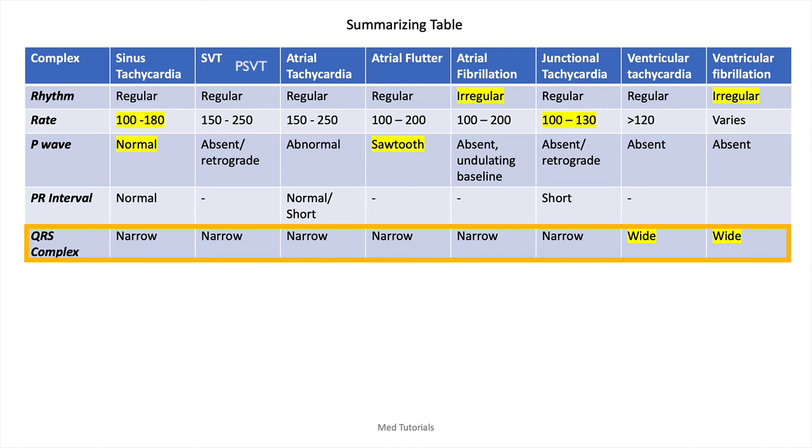QRS complex, again, as I've told repeatedly, this is the most important step in the ECG approach, because it helps us differentiate ventricular arrhythmias from supraventricular arrhythmias. Ventricular tachycardia and ventricular fibrillation are much more dangerous in clinical practice, and they need to be picked up. And the clue is the QRS complex, which, if wide, alerts us immediately to the tachycardia being a ventricular tachycardia.